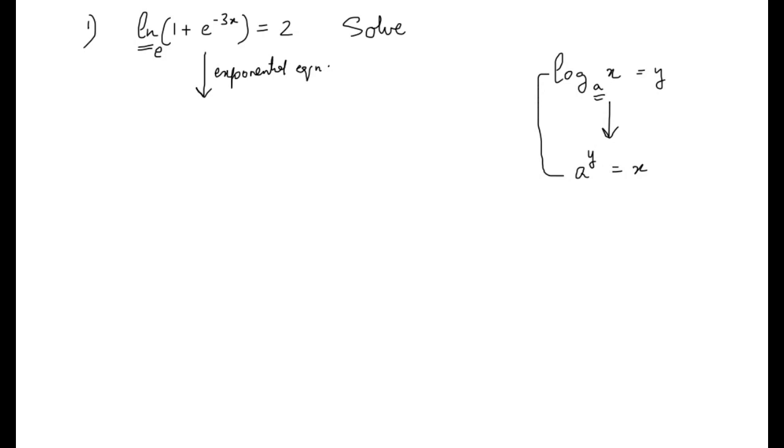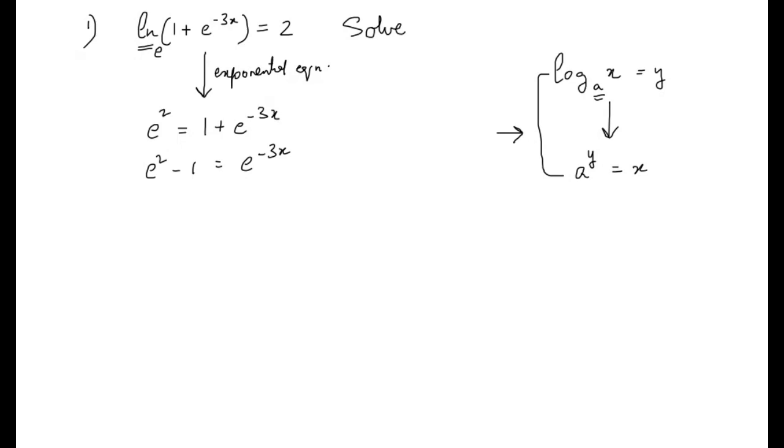So if I had to convert this log equation into an exponential equation, it would be e squared is equal to 1 plus e to the power of minus 3x, using this method here on the right. So now I have e squared minus 1 is equal to e to the power of minus 3x. I'm trying to isolate the x term. So now that I've isolated the x term, I have to somehow get the x out of the power. It is stuck here as the power of e.